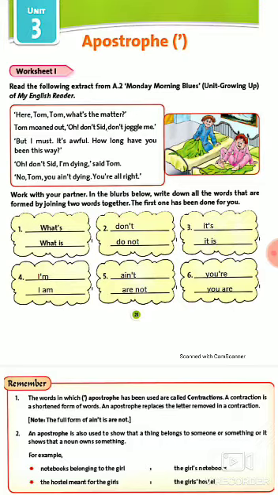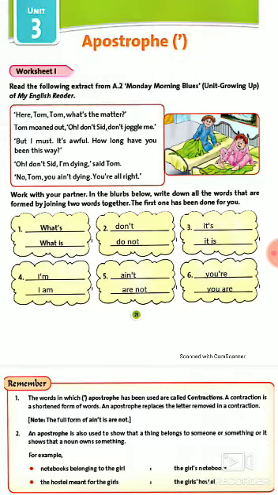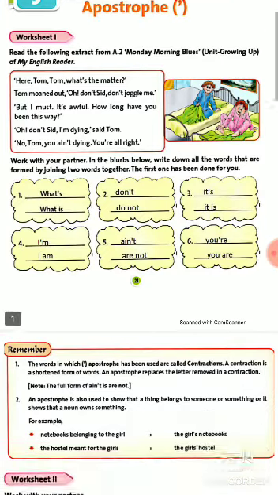So, let's see. What's is a shortened form of what is. Don't is a shortened form of do not. It's is a shortened form of it is. I'm is a shortened form of I am. Ain't is a shortened form of are not. You're is a shortened form of you are.